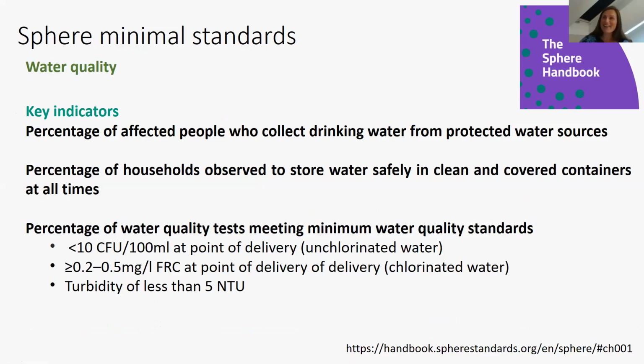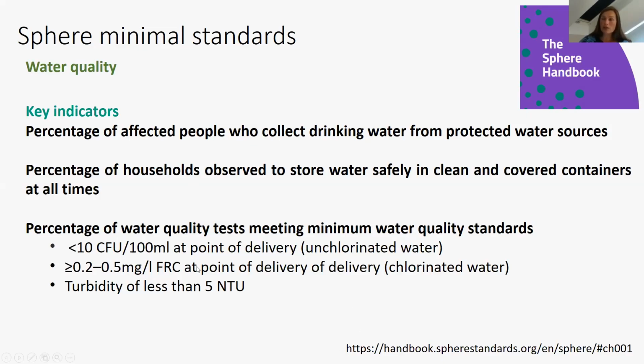Thank you. So for water quality, we are thinking about the percentage of people who collect drinking water from protected water sources, which means that we have to count people who use protected or unprotected water sources. There are also definitions for that, but I'm not going much into detail. So the possibility of households for storing water safely in clean and covered containers at all times. So basically availability of water at household.